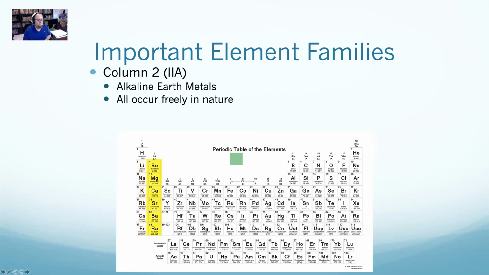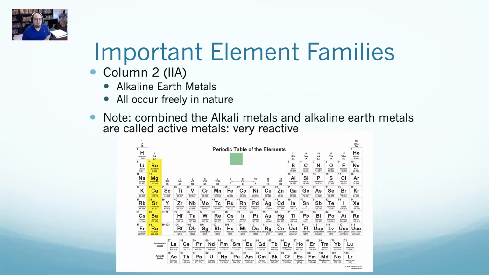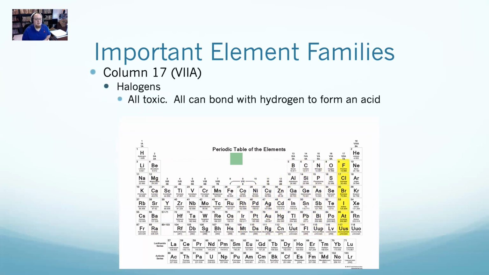Column 2A is called the alkaline earth metals. They all occur freely in nature, and they also don't really like water. Alkali metals and alkaline earth metals both react with water, alkaline earth metals not as explosively though. None of the transition families have a special name, and 3A, 4A, 5A, and 6A also do not have special names. The only other ones with special names is group 7A. 7A is the halogens. Of note, they're all super toxic, and they can all mix with hydrogen to make an acid.